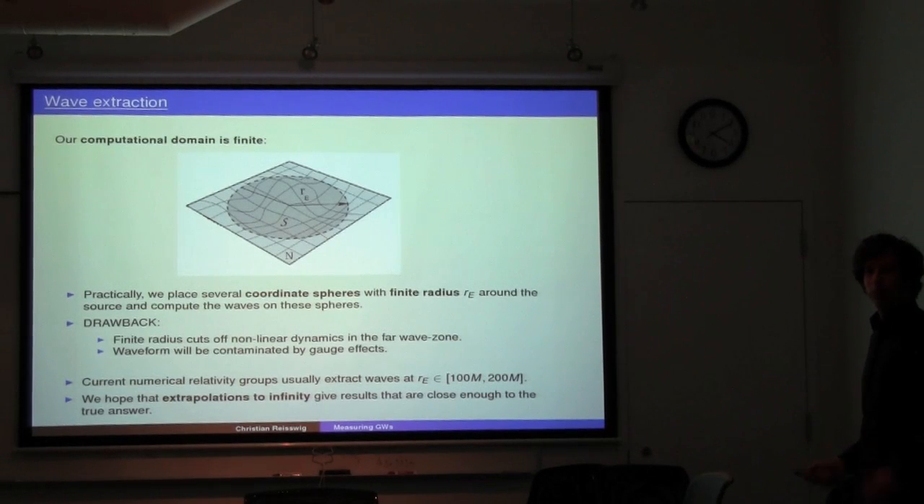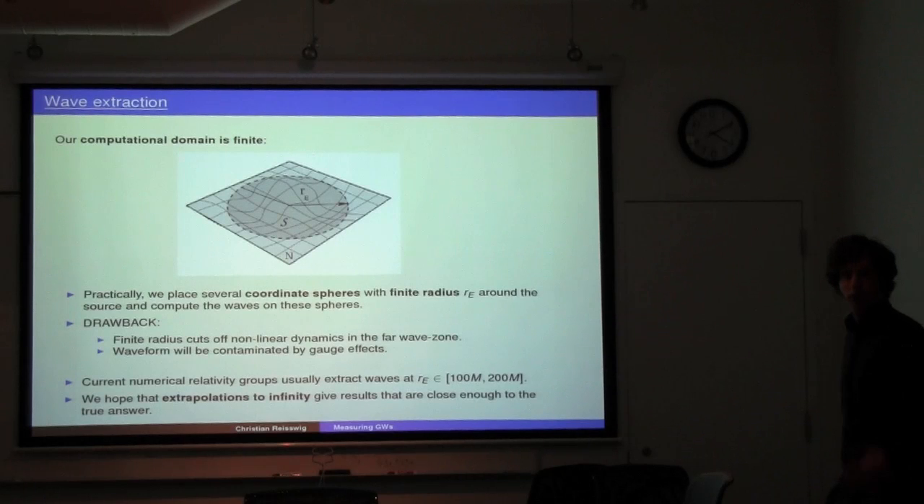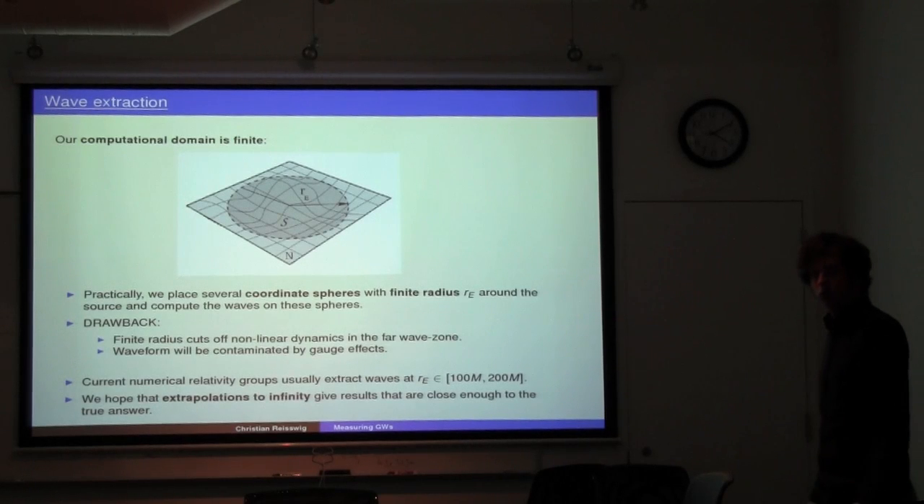Villa, for example, what radius do you extract? 300 M or something? Probably larger, but still a few hundred M.